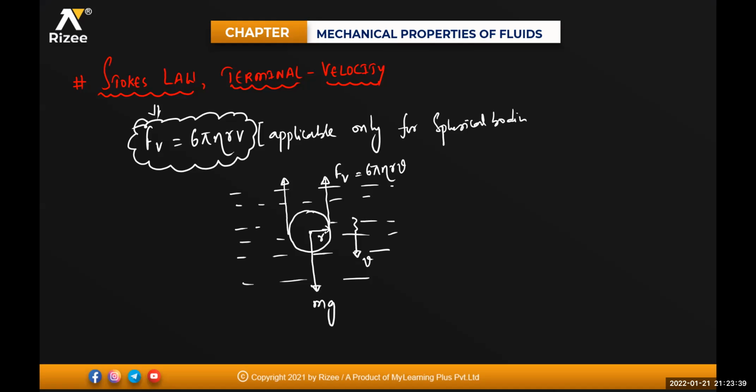Along with that one, there is one more force which acts as it is moving in a liquid. What is that force, beta? Buoyant force. So this buoyant force will act in the upward direction. Fv is equal to 6 pi eta r into V, applicable only for spherical bodies. Weight of the body acts in the downward direction, buoyant force acts in the upward direction, and viscous force is acting in the upward direction. Okay, is that clear, beta? Is that clear?